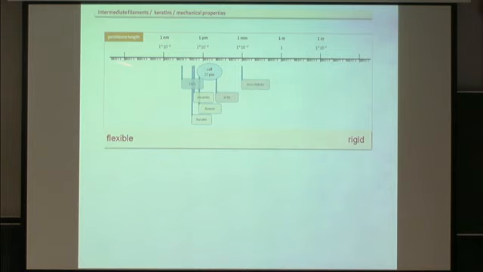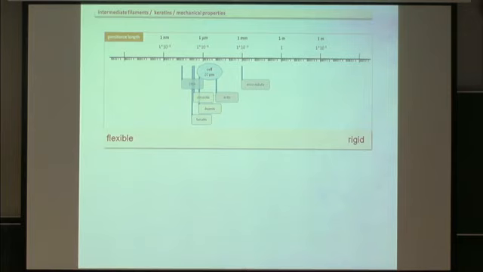When we look at the flexibility of these filaments, we see that, in comparison to actin and microtubules, the persistence length of intermediate filaments is quite short. It's below 1 micrometer, whilst actin and microtubules are about 10 micrometers or even about 1 millimeter. So this means that intermediate filaments are quite flexible within a cell.